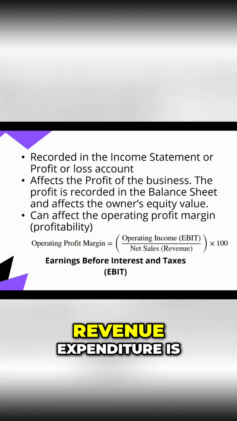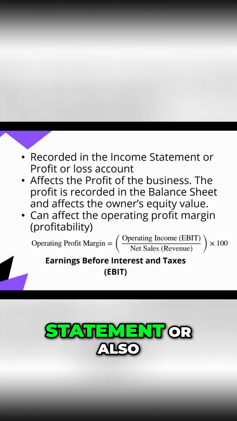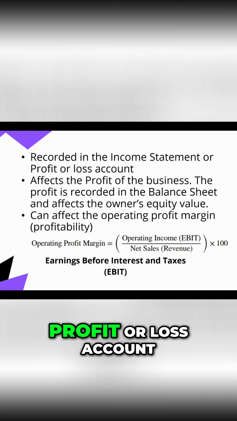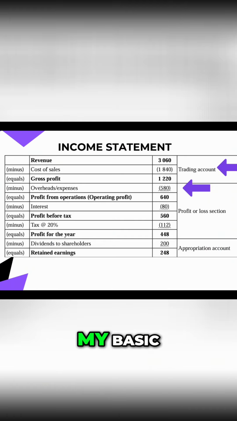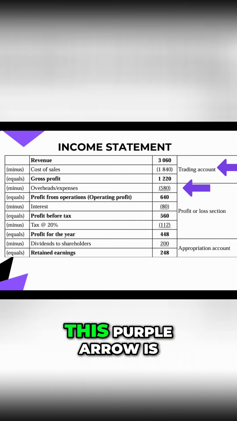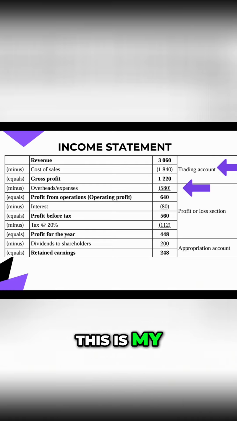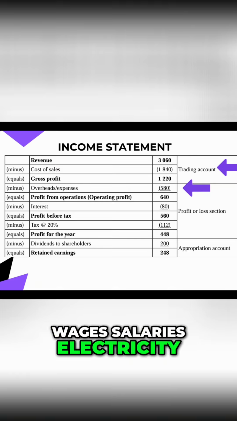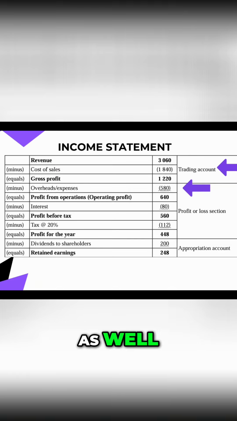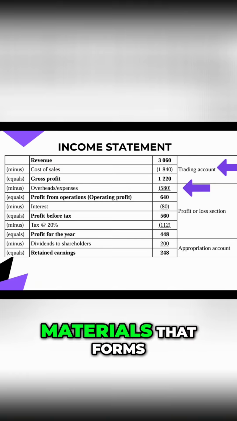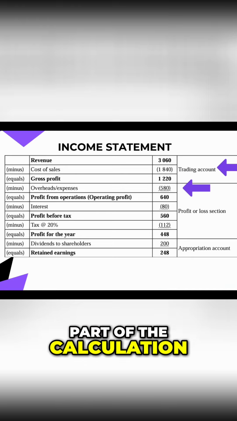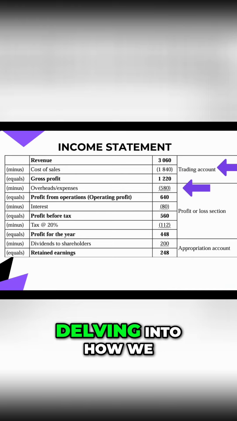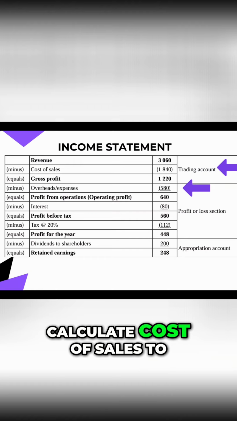Now, my revenue expenditure is recorded in the income statement, also known as the profit or loss account. In my basic income statement, where this purple arrow is, this is my overheads or my other expenses in the business, such as wages, salaries, electricity, and telephone, as well as purchases of materials that form part of the calculation of cost of sales. I'm not delving into how we calculate cost of sales today.